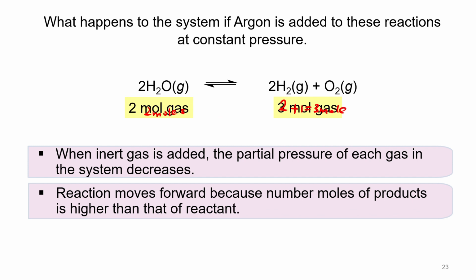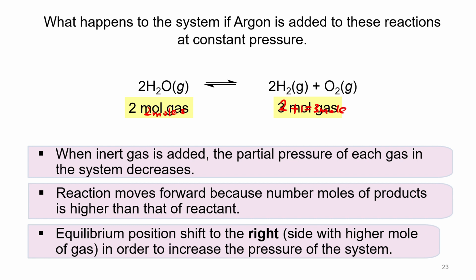Okay, reaction will move forward because number of moles of product is higher than that of reactant. Jadi dia akan pergi ke arah 3 mol. Okay, 3 mol sebelah mana? Sebelah kanan. So equilibrium position shift to the right, okay, which is side with higher mole of gas in order to increase the pressure of the system.